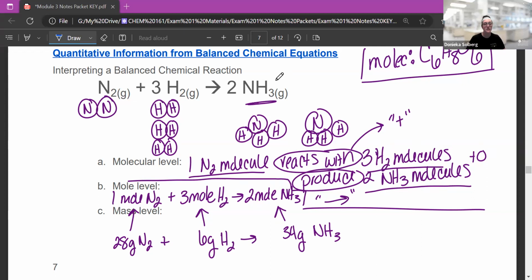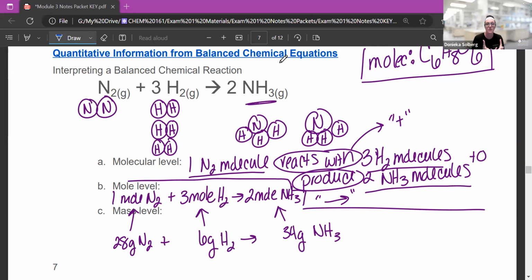Now, since when we measure substances in moles, there's 6.02 times 10 to the 23rd molecules in each mole, we can scale these up to also be moles. So not only is it one molecule of this works with 3 molecules of this to make 2 molecules of this, but it is also 1 mole of this reacts with 3 moles of this to make 2 moles of this, which is more necessary for us in chemistry because we're usually not working with 1 molecule of this and 3 molecules of this to make 2 of this.